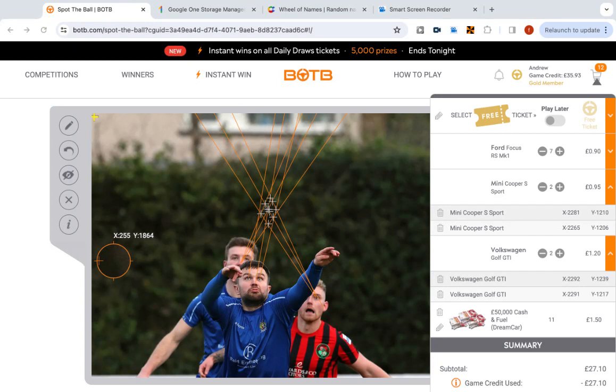X 2281 by Y 1210. 2265 by Y 1206. Then I got the averages of X 2292 by Y 1239. Obviously my caps lock is not working. X 2291 by Y 1217.